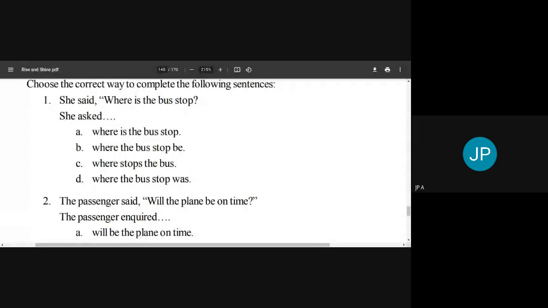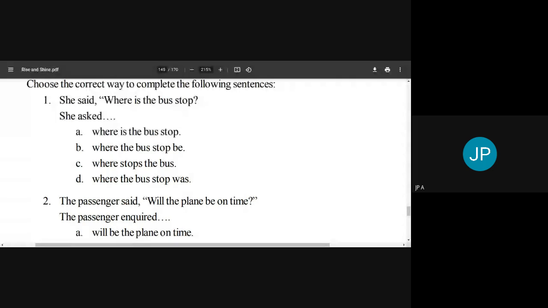She asked where the bus stop was. So what happened? We changed the structure of the sentence and we changed the tense of the sentence. Structure means word order. Second one is the change in verb: is became was, a change in tense. These are the two changes that we did.